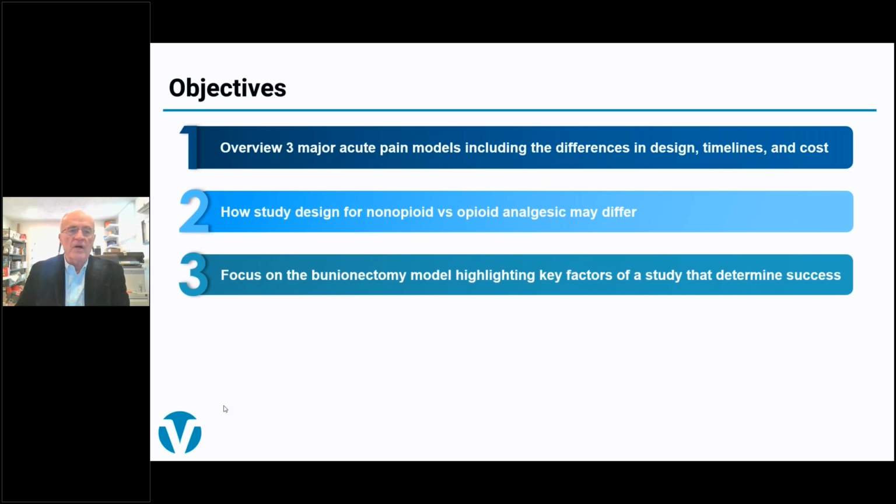And then most of our discussion today is going to be focused on the bunionectomy model, highlighting all of the key factors that are necessary to study and to determine success of the study. Next slide.